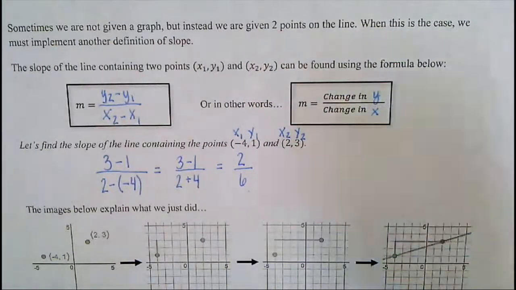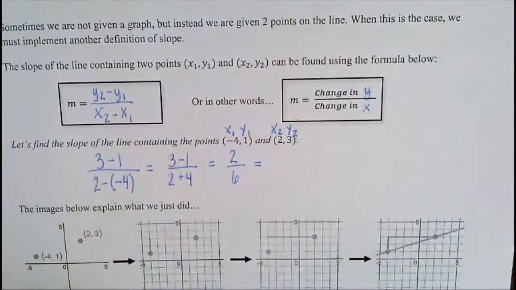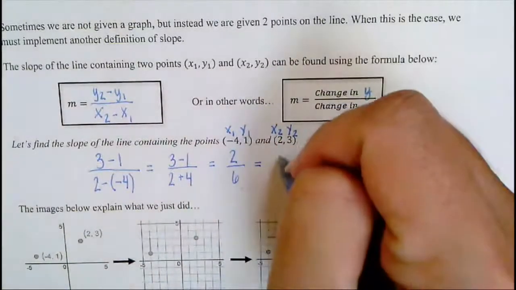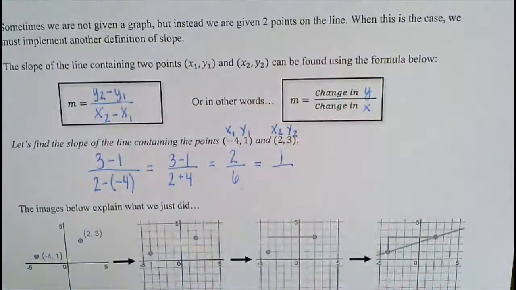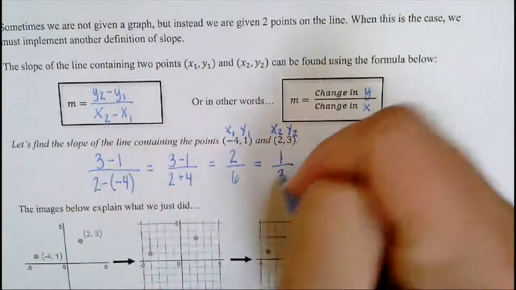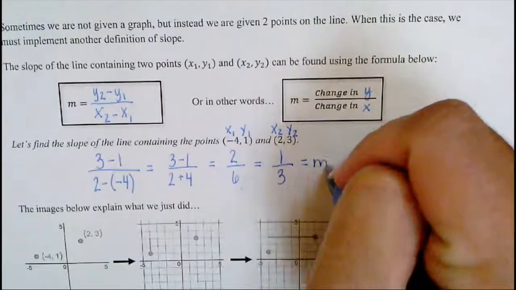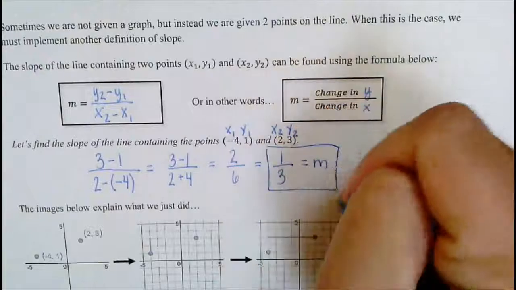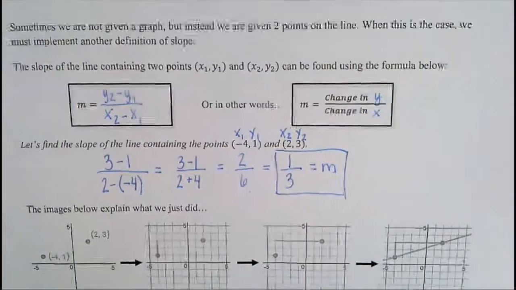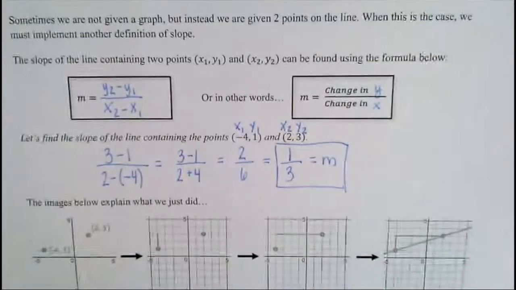2 goes into itself 1 time. 2 goes into 6 3 times. Your slope is 1/3.